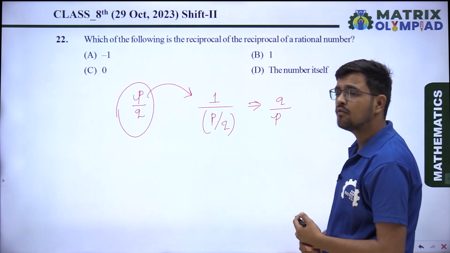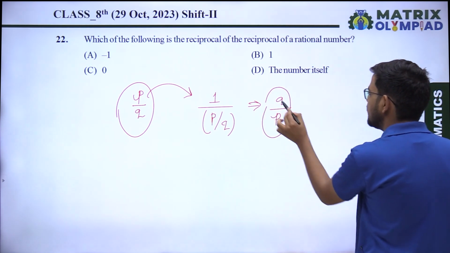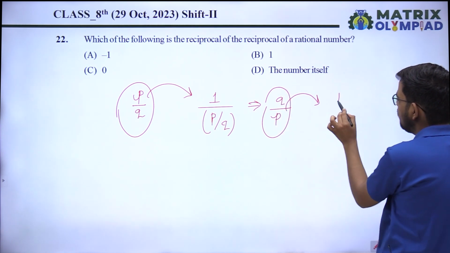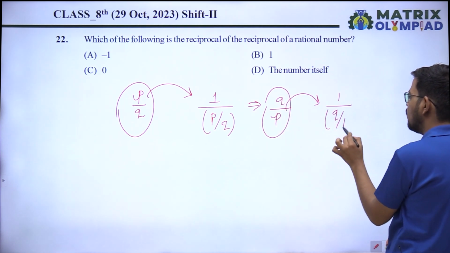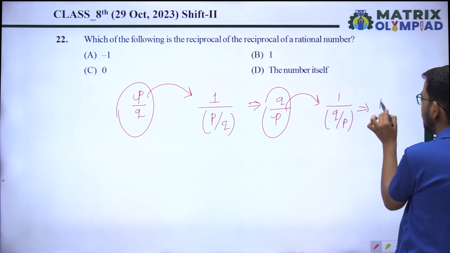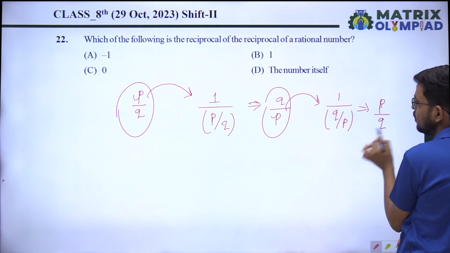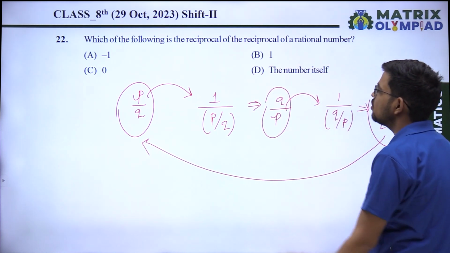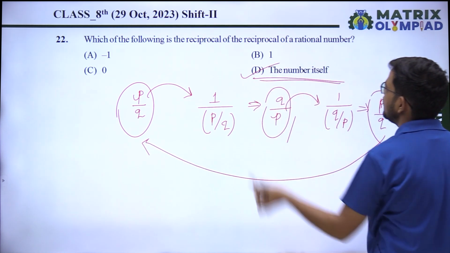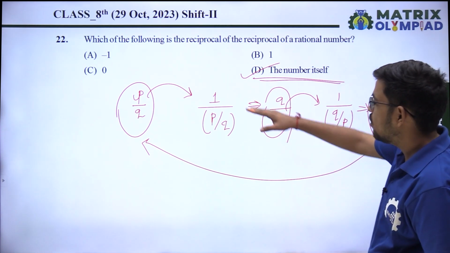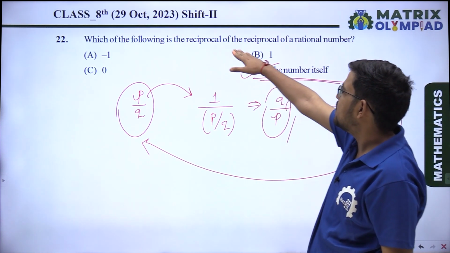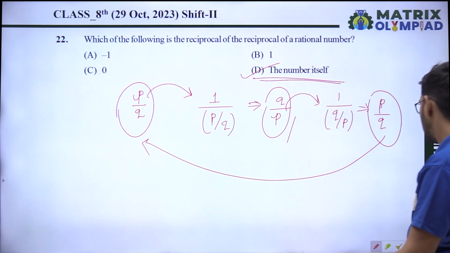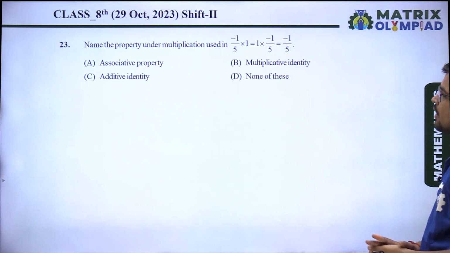And again we are finding its reciprocal. So the reciprocal of Q/P will be 1/(Q/P). So that is P/Q. So again we are getting the same number. So the number itself is the reciprocal. So which of the following is the reciprocal of a rational number? The number itself is the correct answer.